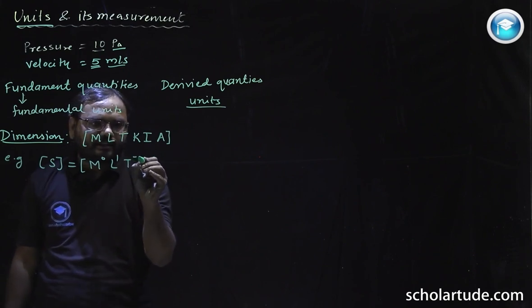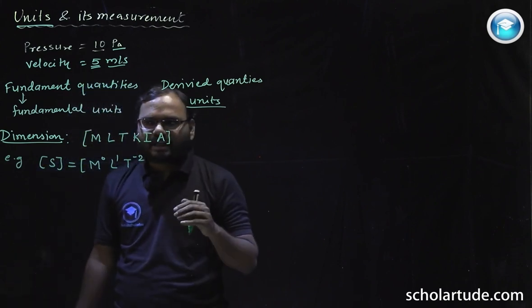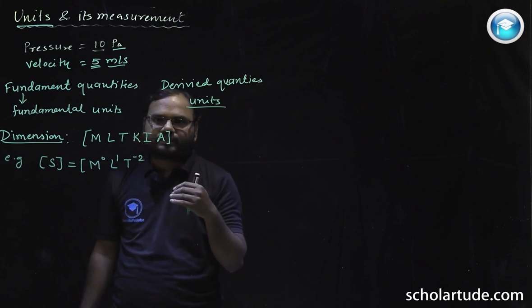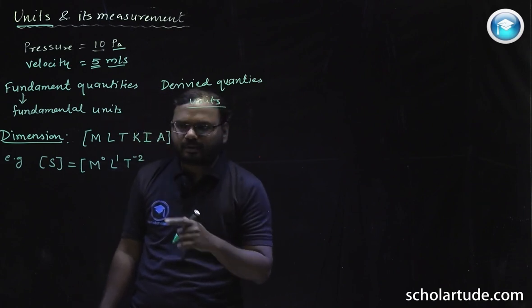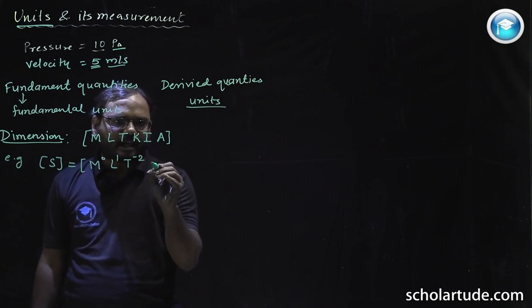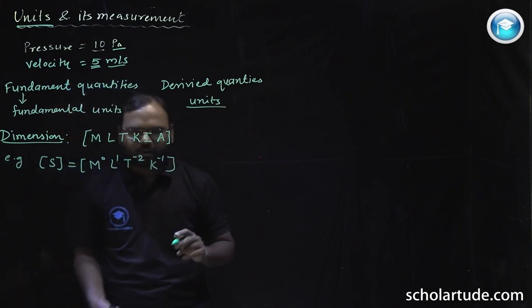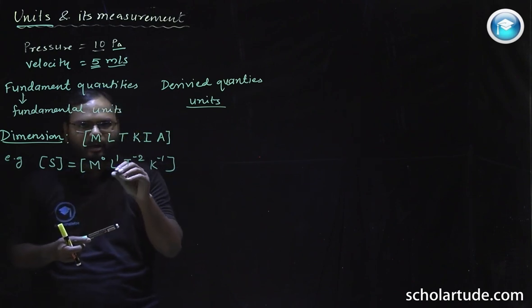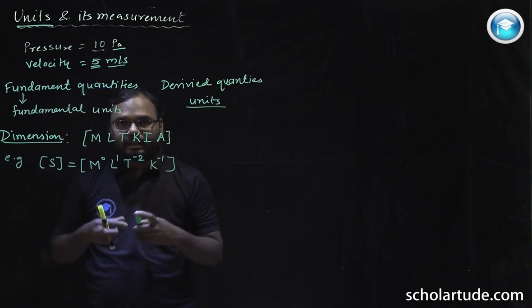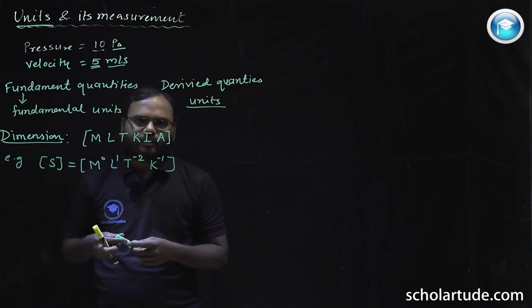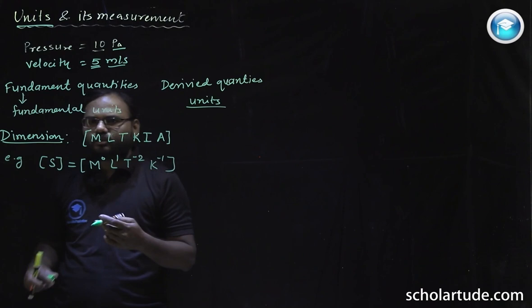Suppose I take T raised to power minus 2, it means that this physical quantity is inversely proportional to time square, inversely proportional to T square. We can have Kelvin inverse, and so on. This is the way you can have the physical quantity. But depending on how many basic fundamental quantities the unit is made with, according to that we will define the physical quantity.